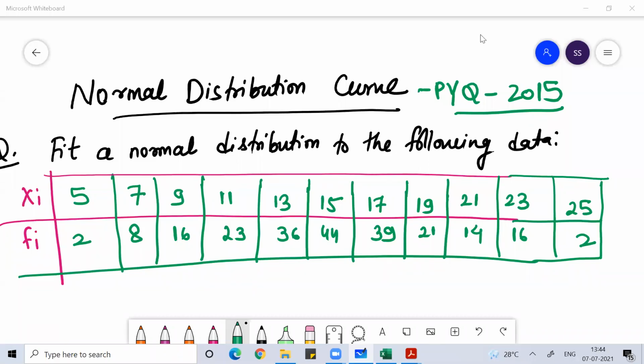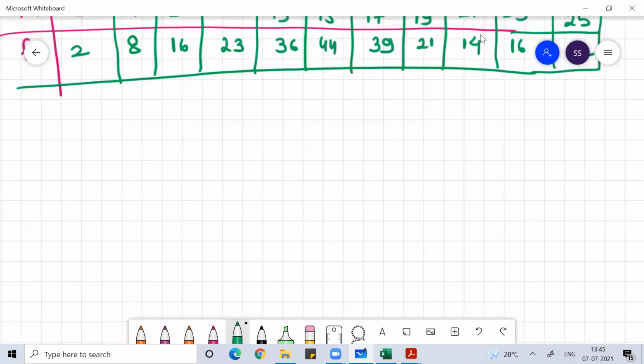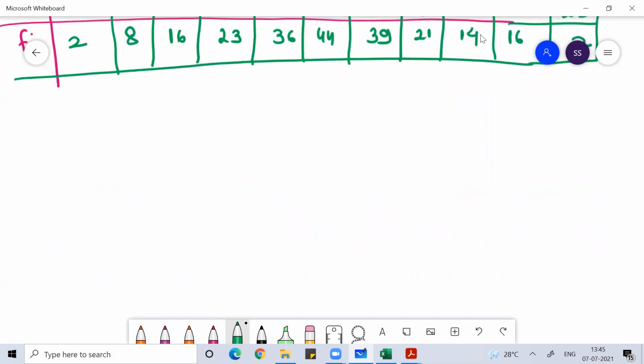So good afternoon, everyone. Welcome to the class where we are going to discuss the concept of normal distribution curve. Yesterday, we started talking about the normal distribution curve. We talked about the probability distribution formula under the normal distribution curve.